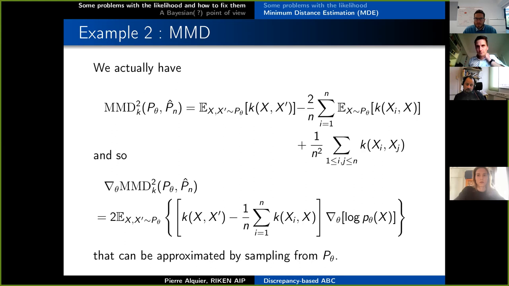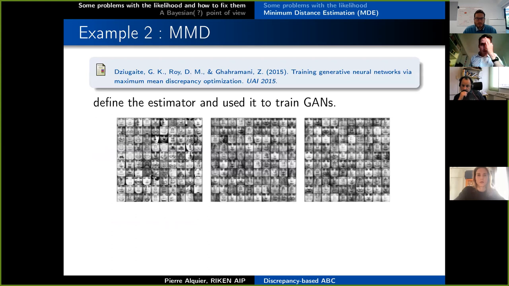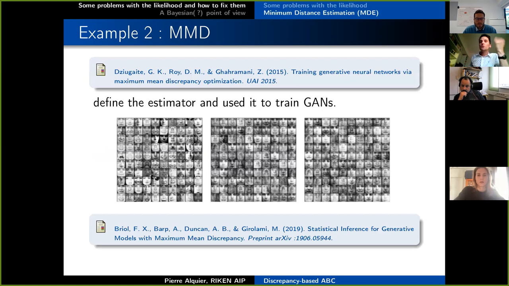Okay, so I will conclude this introduction on the frequentist point of view. There was some work using MMD to train generative networks. So it works even for quite sophisticated models. There is an asymptotic study. We know that it can be asymptotically Gaussian under some assumptions.